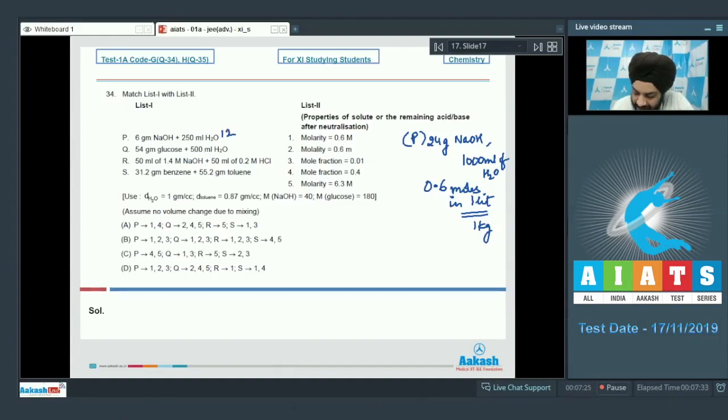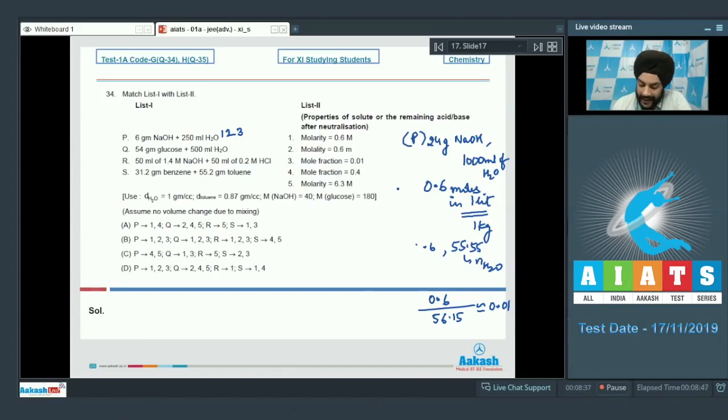If we talk about the mole fraction now, we have moles of NaOH which was 0.6, and now if we talk about the moles of water in 1000 grams, we have 55.55 moles of water. Okay, so we can have the mole fraction now. So the mole fraction will be 0.6 divided by 56.15. So this approximately comes out to be equal to 0.01. So the third option will also be a match, students. If you talk about the fourth option and the fifth option, they will automatically not be matched.